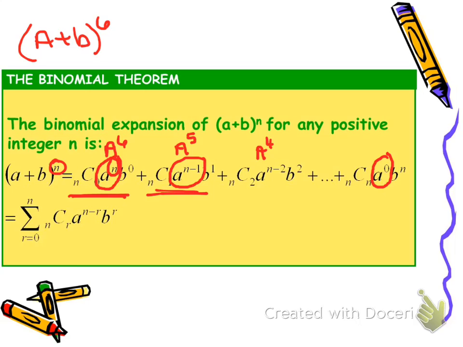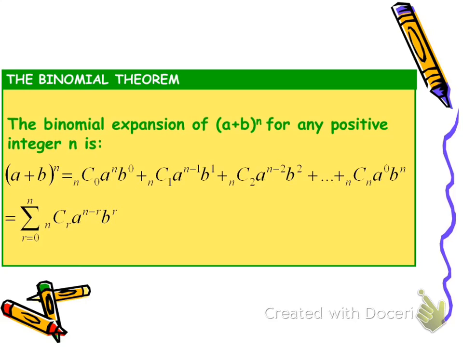Now let's look at the b term. In the b term, notice we start low. We start at the 0 power, and then we increase by 1 degree each time. b is being raised to the 1st power, then the 2nd power, the 3rd power, 4th power, 5th power, each term raising 1 degree, all the way to the last term, which would be raised to the power that we have raised the binomial to.